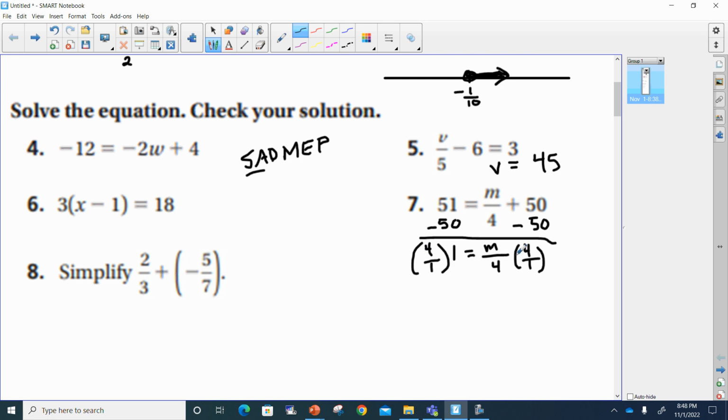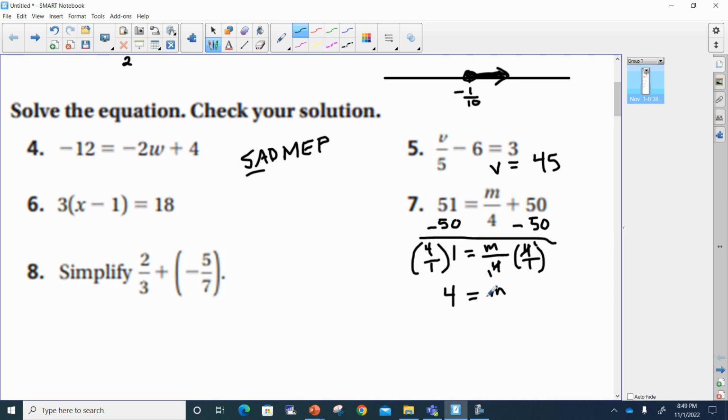I multiplied by 4 because my denominator was 4. So now that I have a numerator of 4, I can reduce. 4 divided by 4 is 1. 4 divided by 4 is 1. They're both divisible by 4, so now I have m over 1, because m times 1 is m, and 1 times 1 is 1. And anything over 1 is itself, so I still get m. Now I take 4 and multiply it to 1, and that's going to give me 4.